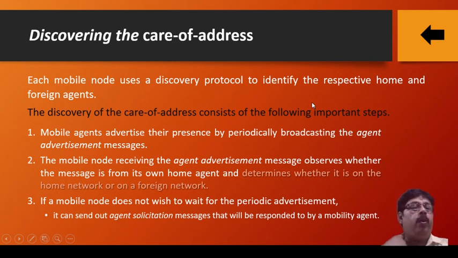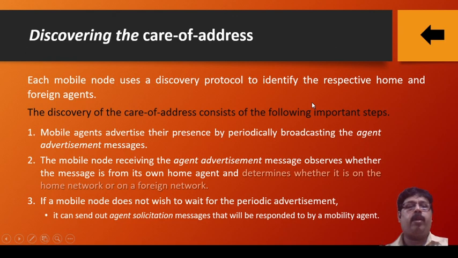What happens when you move from your home network to a foreign network is that you will not be aware whether you are in the home network or foreign network. Similarly, the mobile also will not be aware. By receiving these agent advertisement messages, the mobile node will be aware whether it is in the home network or in the foreign network.